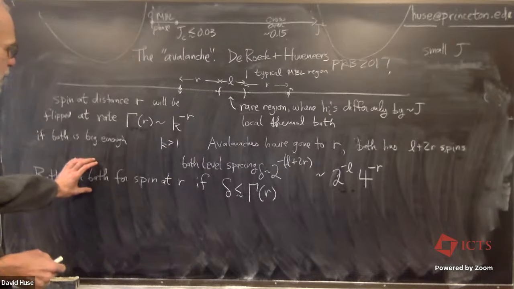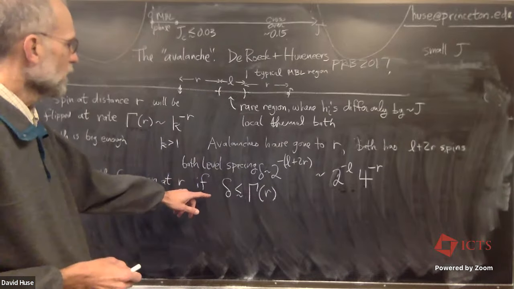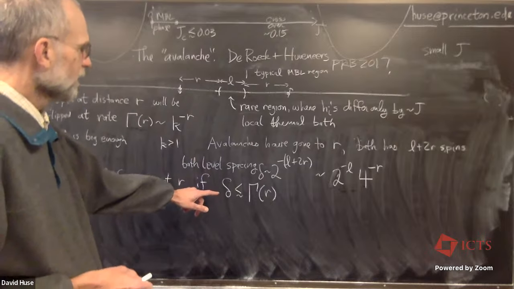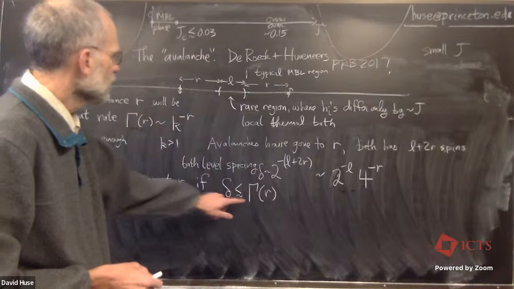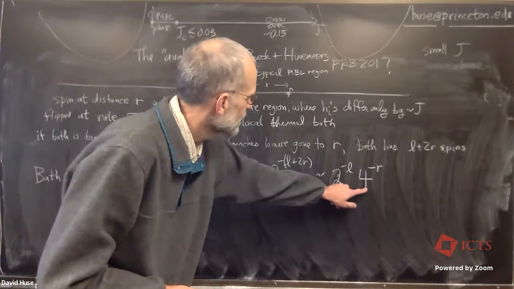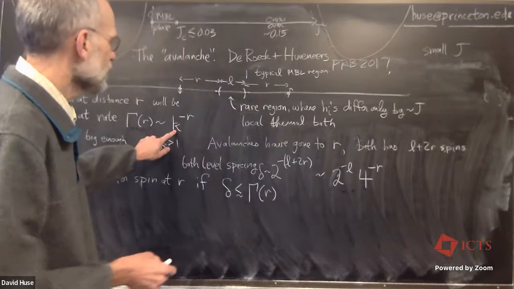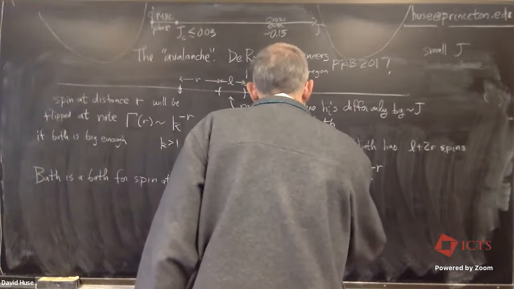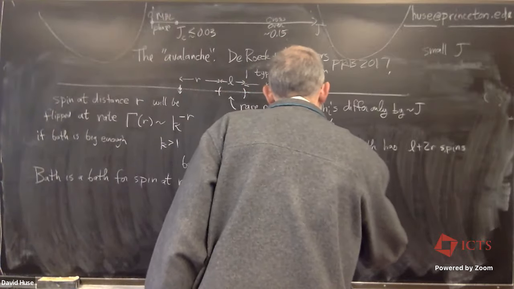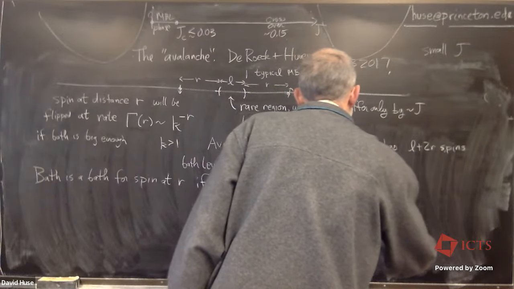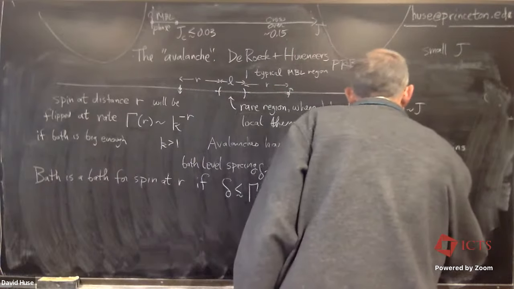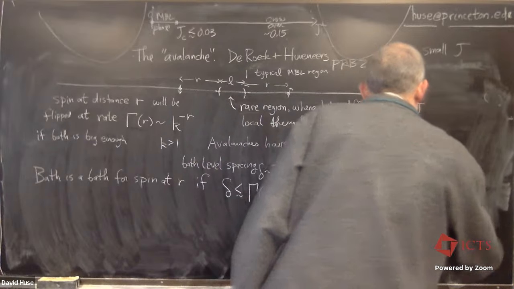So in order for the avalanche to continue forever, you need this to always remain true. And so you need this to decay faster than this. So the conclusion is the avalanche stops if K is greater than 4.